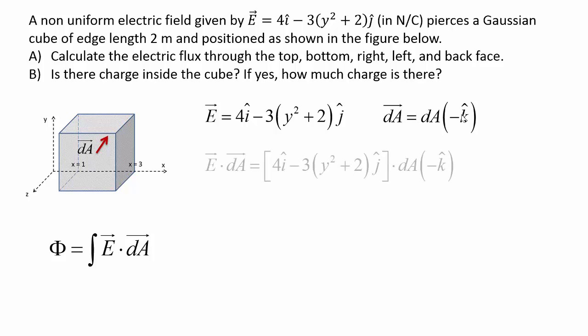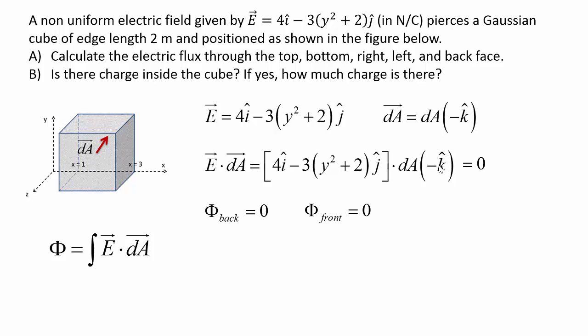Now, when you take the dot product between the electric field and the area, you have to take the dot product between i and k and j and k. These vectors are perpendicular to each other. Therefore, the dot product between i and k and j and k is always 0. And we get that the dot product between the electric field and the area is 0 in this case, which means that the flux through the back surface is 0, and similarly the flux through the front surface is also 0.